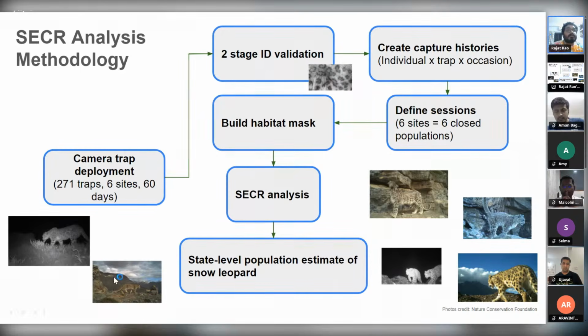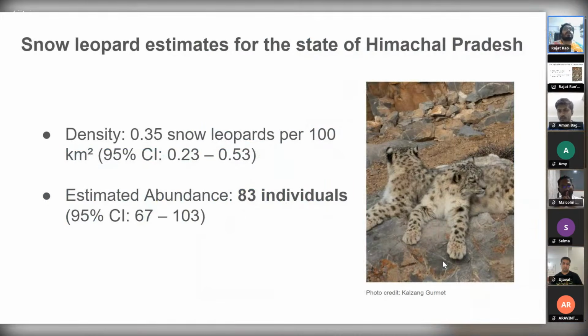These are some of the camera trap images that we got for last year's estimation. The density was about 0.35 snow leopards per 100 square kilometers, and the estimated abundance that we got was about 83 individuals, with an upper limit of 103 and a lower limit of 67.